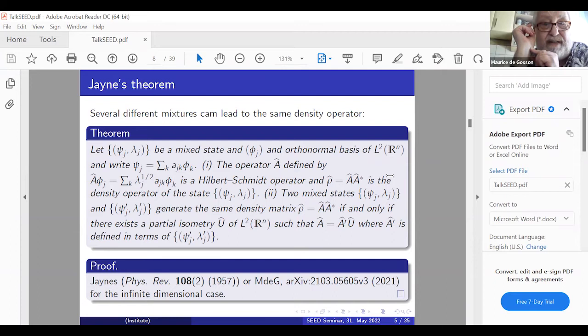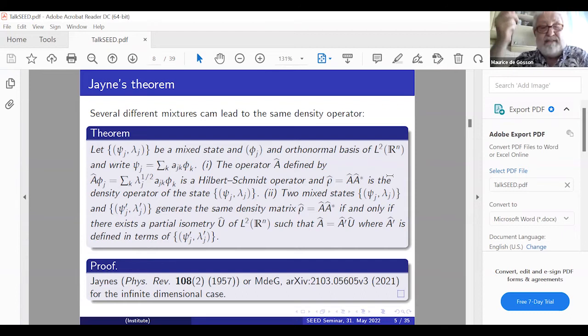That rho hat is a density operator is clear because the product of two Hilbert-Schmidt operators is a trace class operator. And two mixed states (psi_j, lambda_j) and (psi'_j, lambda'_j) generate the same density matrix if and only if there exists a partial isometry u hat such that a hat is equal to a hat prime u hat, where a prime is defined in terms of the second mixed state.